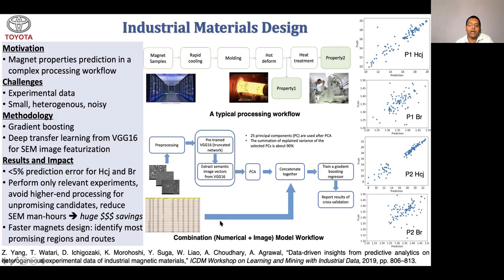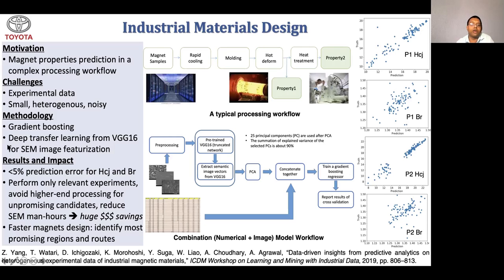So we came up with this combined numerical plus image model workflow, where we extract features from these SEM images using the same concept of transfer learning that I described before, using a pre-trained VGG16 network, which is trained on a big image data set. It can extract useful features from this SEM image data. And then we can use something like PCA to reduce the dimensionality, because it's still quite high dimensional. The resulting features can then be concatenated with the numerical features like composition, and that can serve as a representation of the material. And then we can apply some machine learning techniques on top of it.